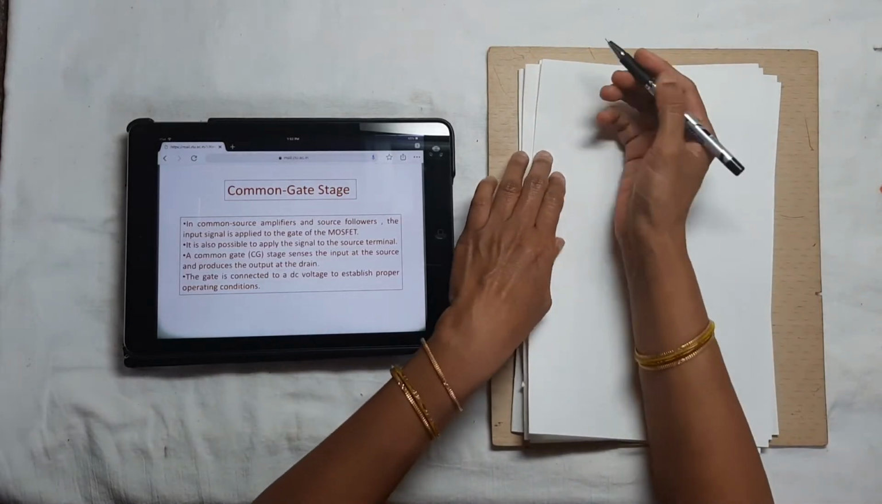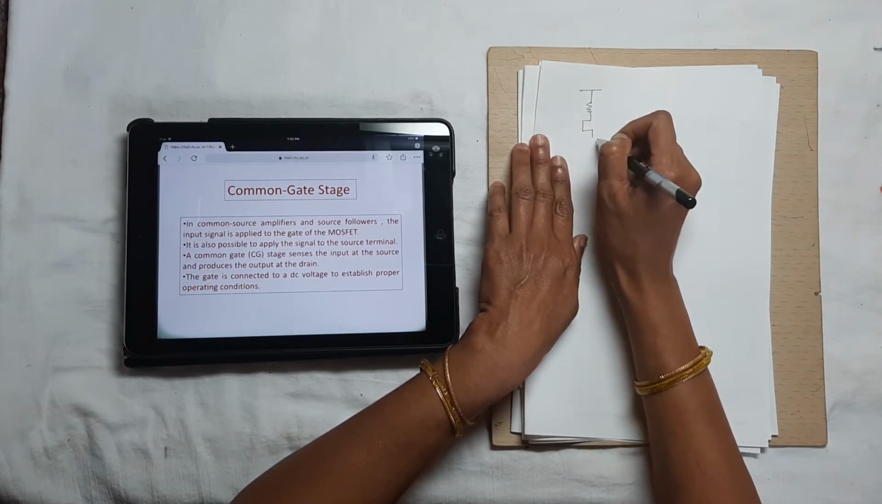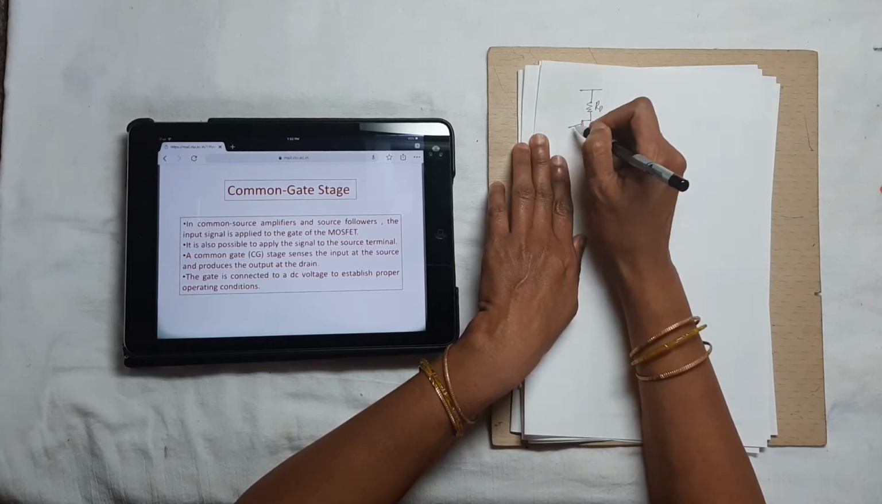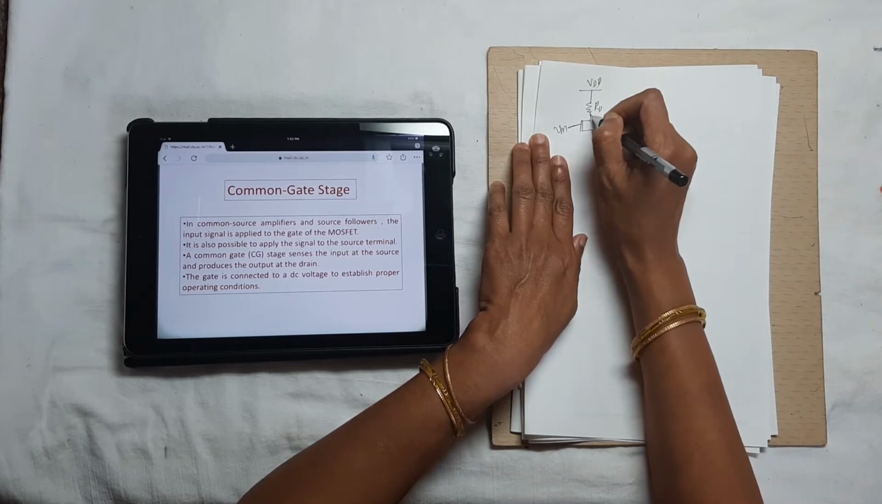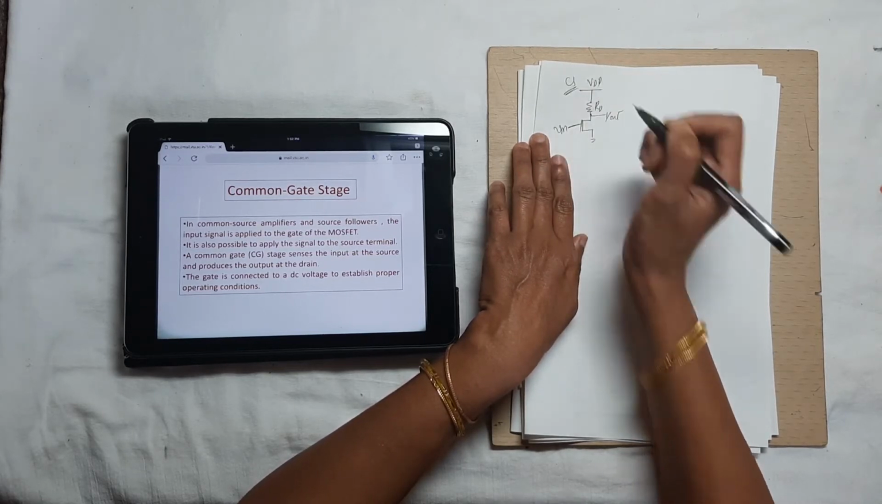Look here, if we see the common source stage, it is something like this, where we have RD and input is applied to the gate. This is Vin, VDD, and output is taken from the drain end. This is Vout. This is common source stage.